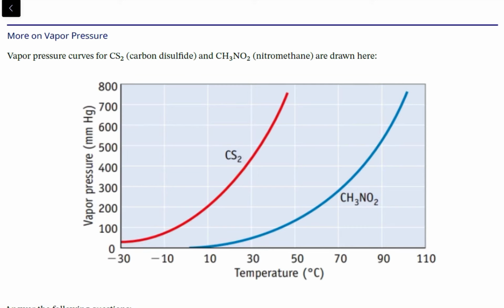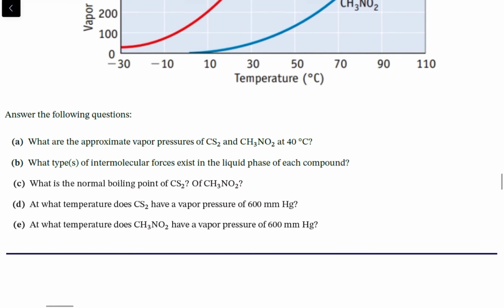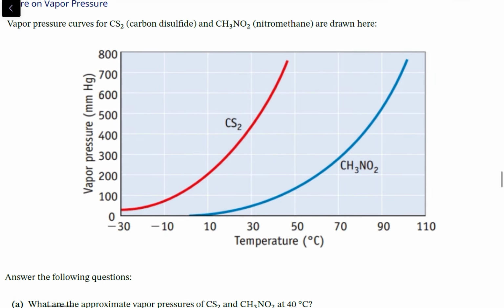Okay, so in this example, we're given the vapor pressure curves for carbon disulfide and nitromethane, the one in red and one in blue, and we're asked some questions about those two curves. The first one says, what are the approximate vapor pressures of carbon disulfide and nitromethane at 40 degrees Celsius?